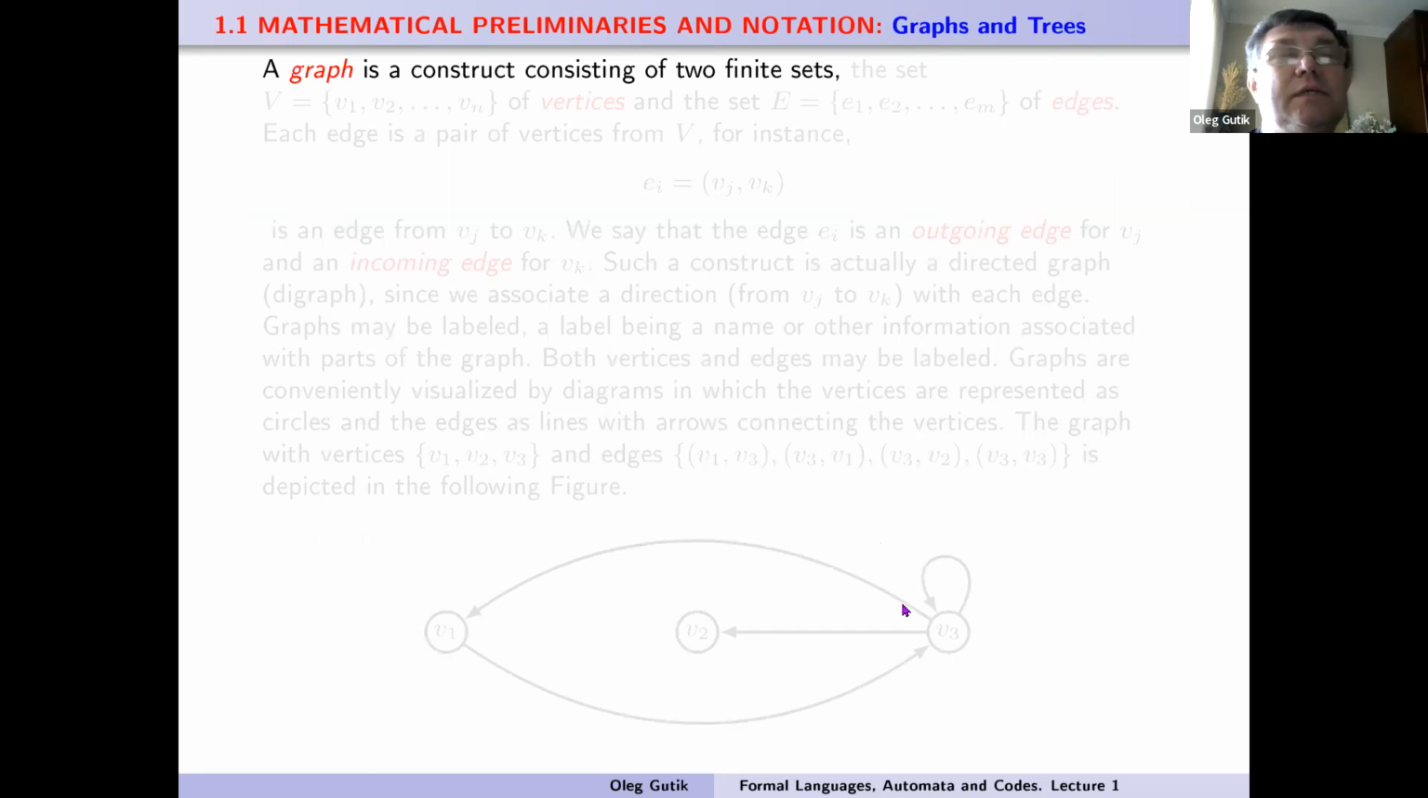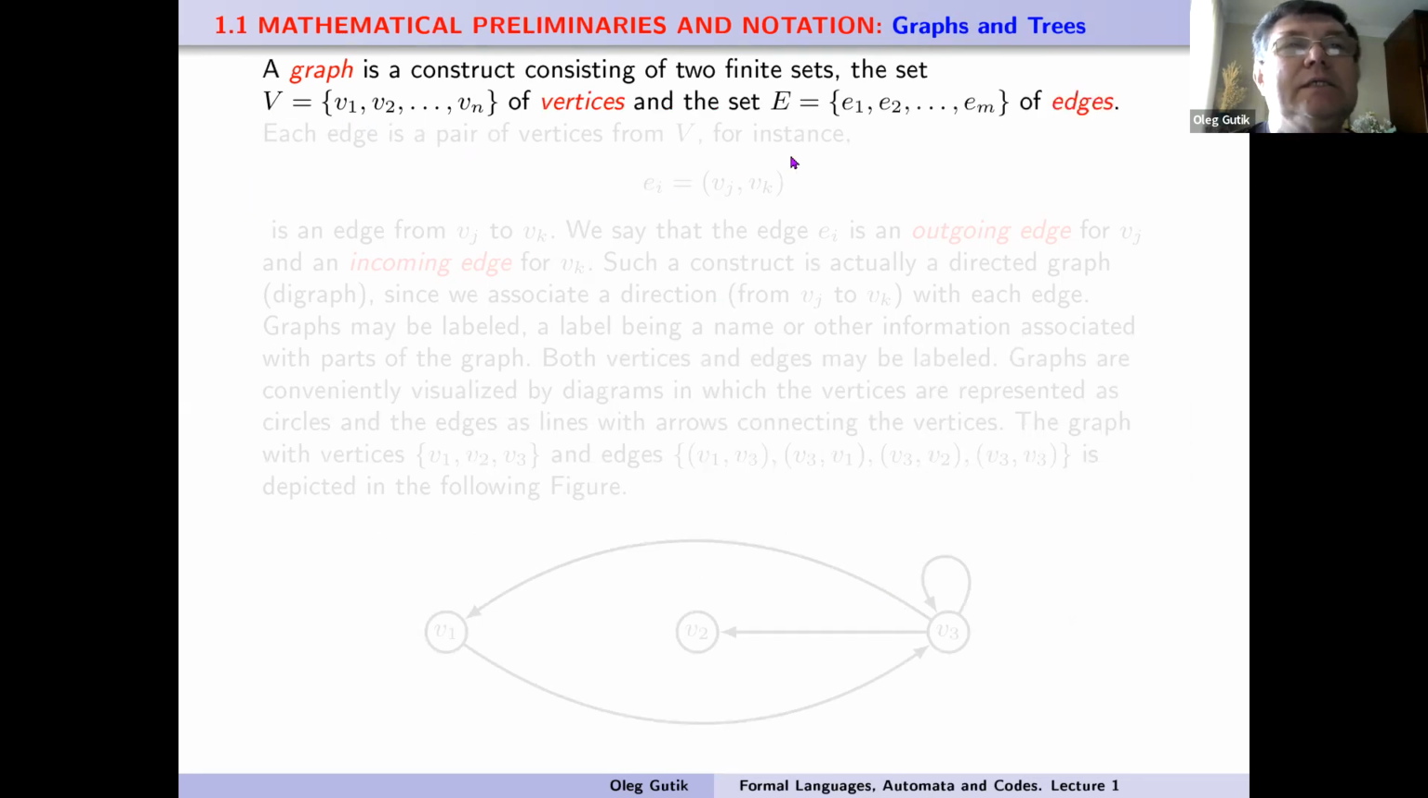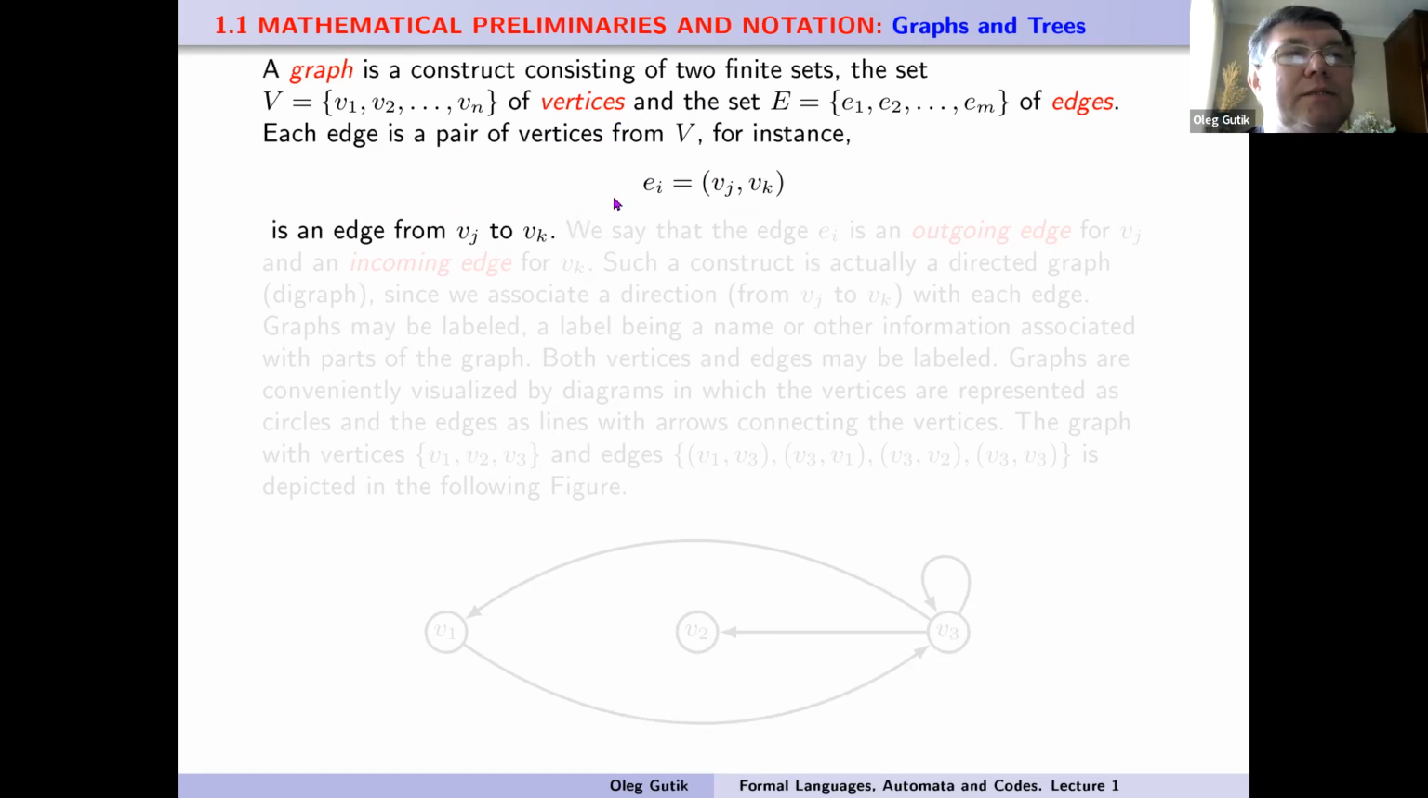So next we shall speak about graphs. A graph is a construct consisting of two finite sets: the set V, which consists of v1, v2, and so on, vn, of vertices, and the set E, which consists of e1, e2, and so on, em, of edges. Each edge is a pair of vertices from V. For instance, every ei is equal to an ordered pair (vj, vk), where vj and vk are vertices of the considered graph, and this ei is an edge from vj to vk.